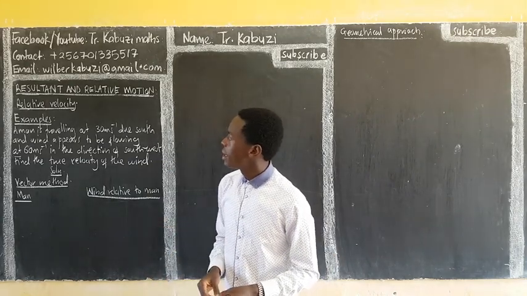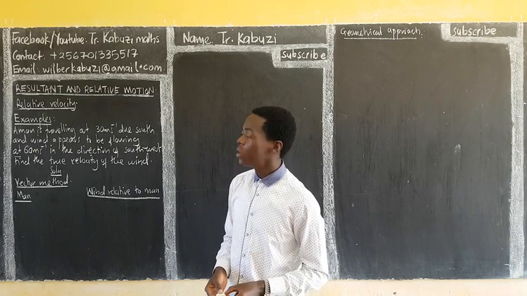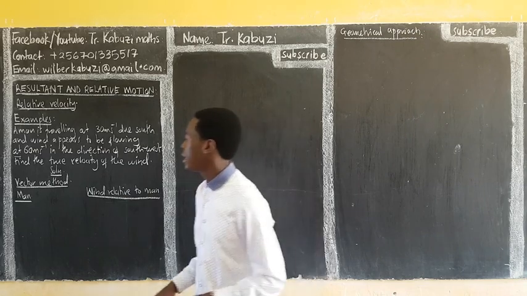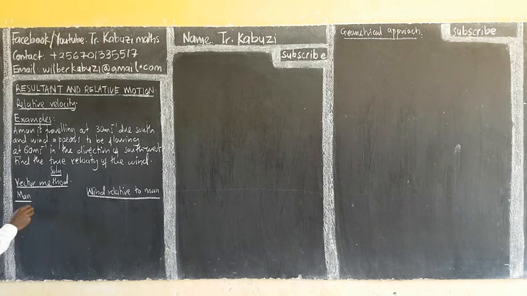Okay, a man is traveling at 30 meters per second due south. Due south means it's continuing in that direction. So if this is our man, this is the compass. Due south, this is north, then this south is in that direction. So at 30 meters per second.